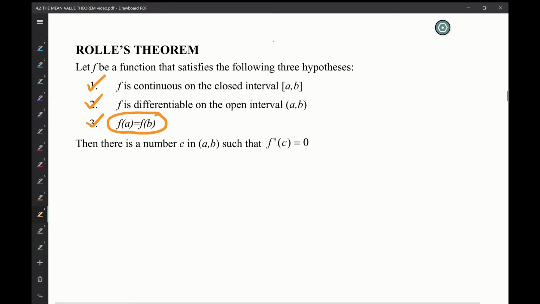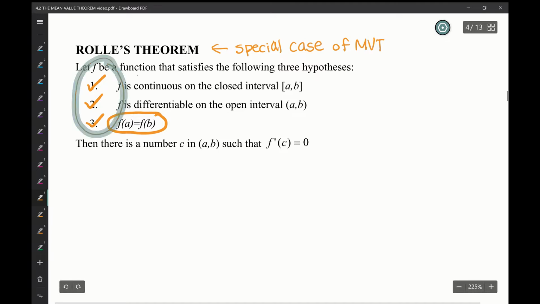This special case of mean value theorem has a slightly different conclusion, which is that if all 3 of these criteria are met, then there is a number c in the open interval from a to b such that f prime of c is equal to 0. Let's take a look at 2 examples.